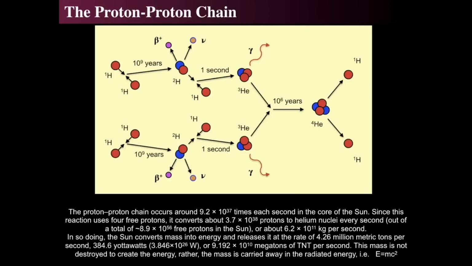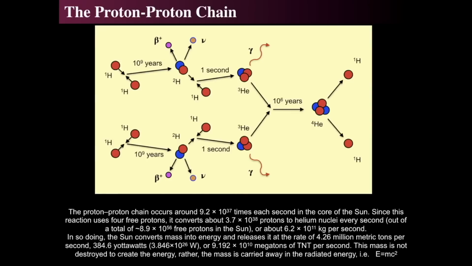So this proton-proton chain occurs about 10 to the 38th times every second in the core of the sun, and those times you see inside this diagram show roughly the average time it takes between an interaction. So it's very rare for the first step to happen. It's extraordinarily easy for the second step to happen, and it's not as hard for the third step to happen, but it happens pretty quick.